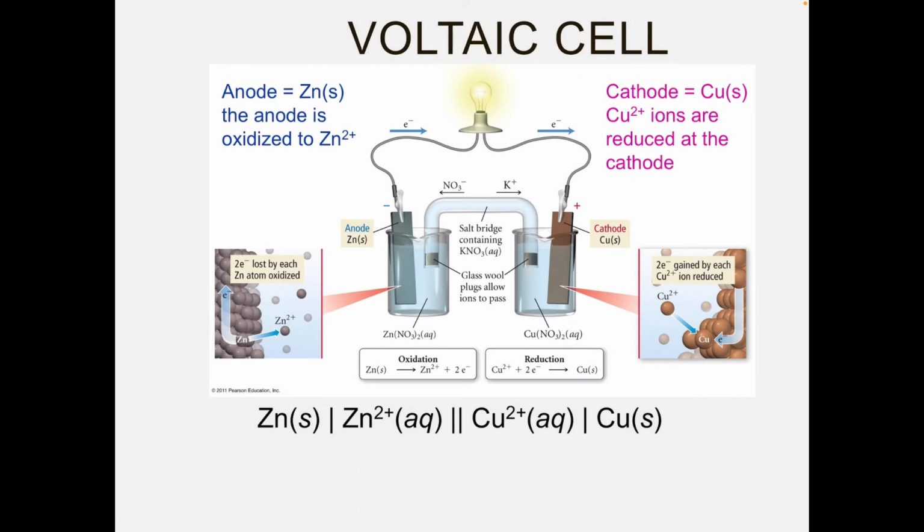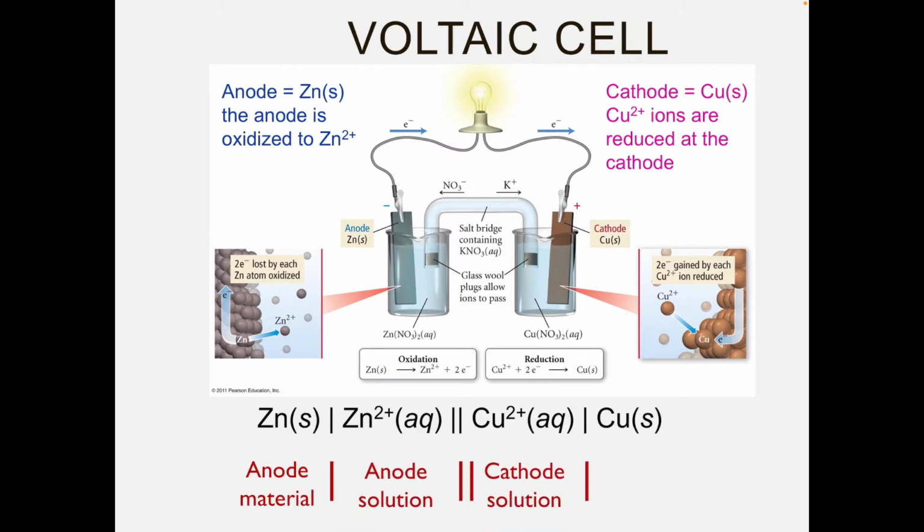All right, so let's look at this. So here is our zinc and copper reaction that we've been looking at. So we have our zinc being oxidized on the left and our copper being reduced on the right. So the way that we would write this out is that we would have our zinc solid, which is our anode material, and then we're going to separate it by a single line, and then we have our zinc solution. And then that will take care of the left, and then we'll put our double line for our salt bridge, and then we have our cathode solution, and then our cathode material. Okay, remember, solids are always going to go on the outside, and then our solutions will go in the middle, separated by the salt bridge.